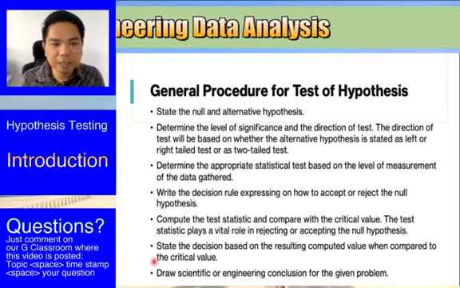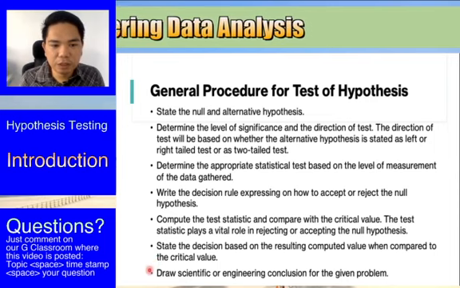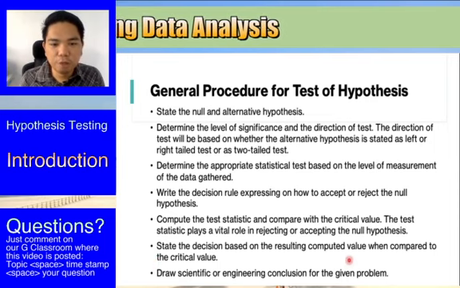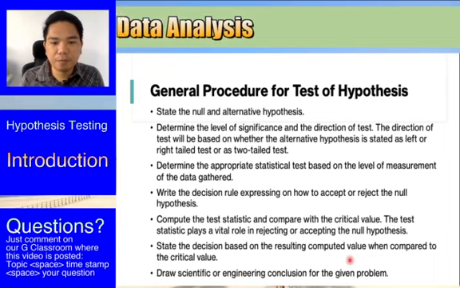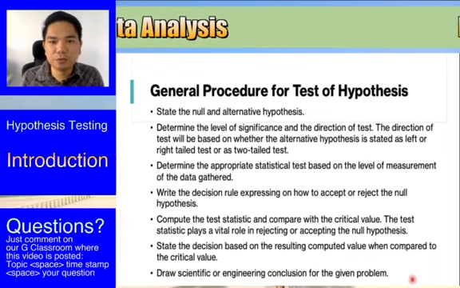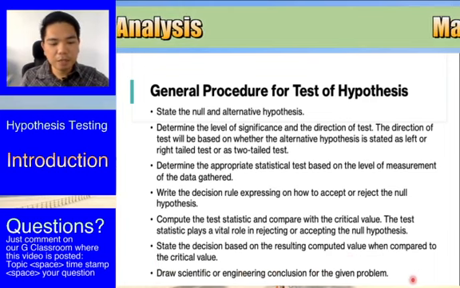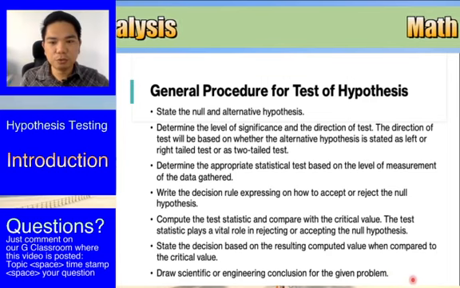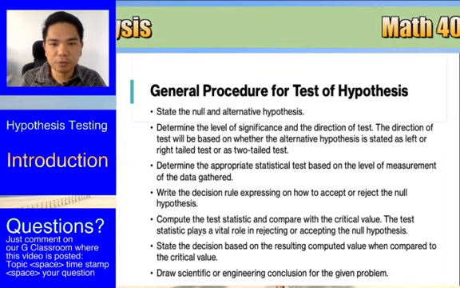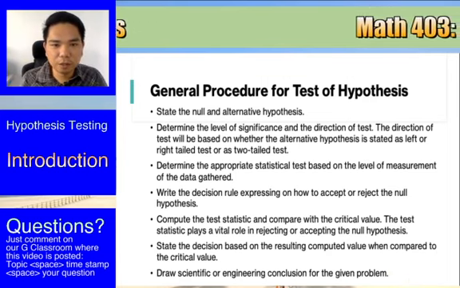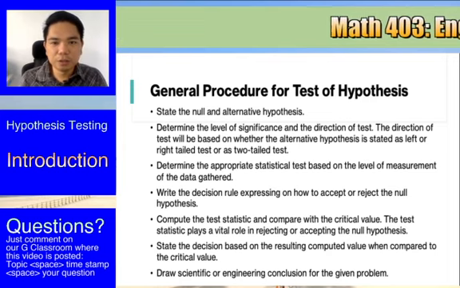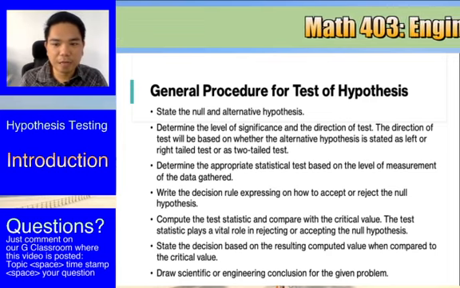And last, draw scientific or engineering conclusion for the given problem. So, syempre, hindi yun matatapos dun sa decision. Kailangan meron din tayong conclusion. Okay? So, that's it for the general procedure for the test of hypothesis.